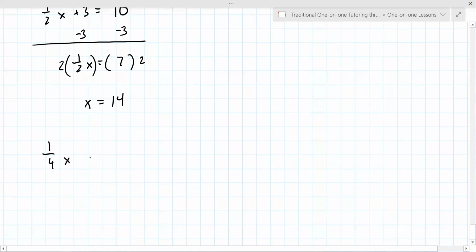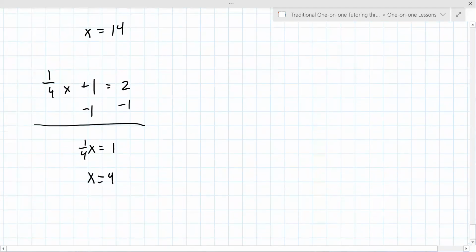Let's do another one here. 1/4 x plus 1 equals 2. Okay, the 1 subtracts on the 1 and the 2. Good. So you get 1/4 x equals 1. And then you do 4 times 1 is 4, so x equals 4. Good. Okay, so we're cruising right along on this one.